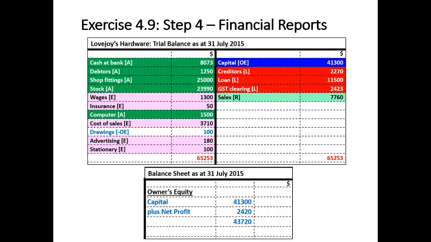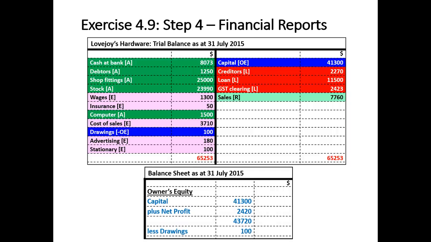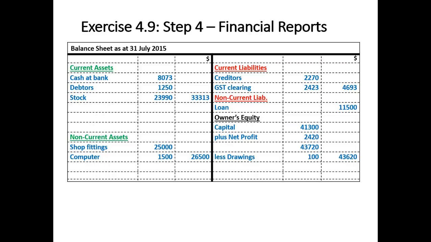They're the only figure I haven't accounted for here. And once I've done that, I've now used every figure. So I'll take out the drawings, and 43,720 less drawings of $100 will give me final owner's equity of 43,620. There's our completed balance sheet.